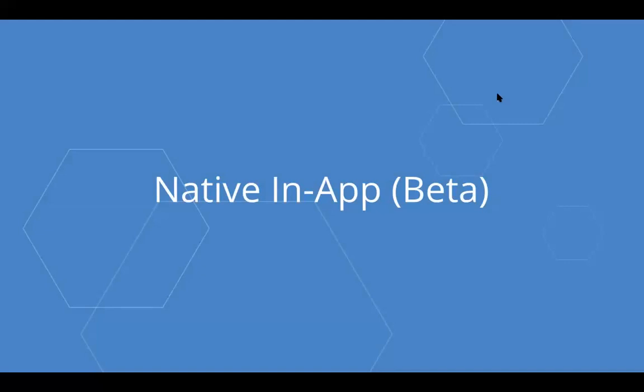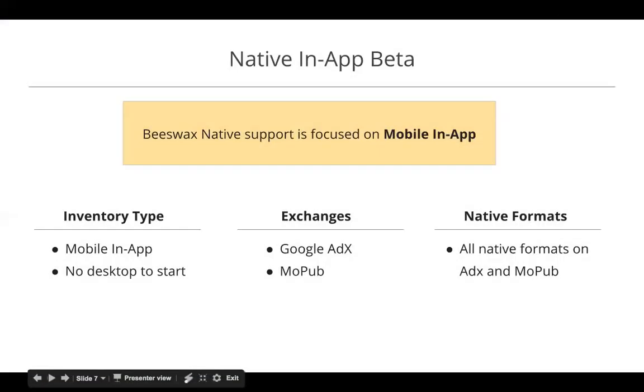In terms of our beta and how we're starting with native, we're focusing on mobile in-app. And there's a couple of reasons for this. Largely a lot of the action in native is in the in-app environment. And our partners in Google and MoPub have a fair amount of scale. So we're starting with mobile in-app. There are plans to expand that, and we'll share plans with our customers as those solidify.